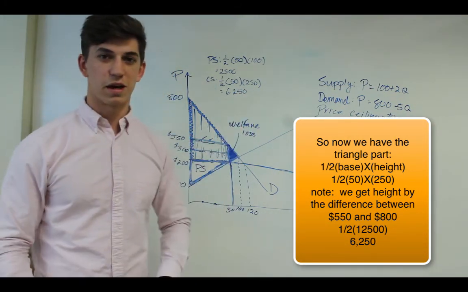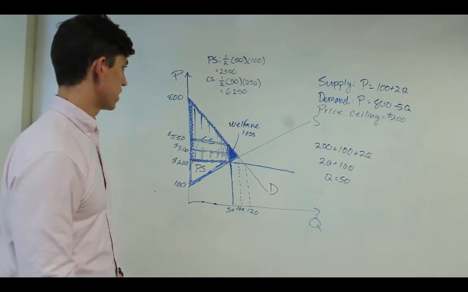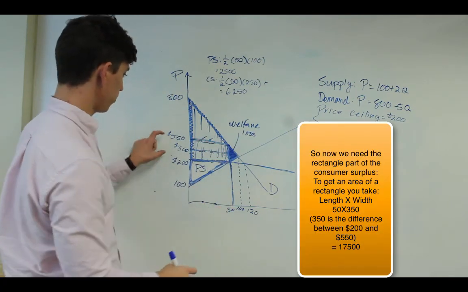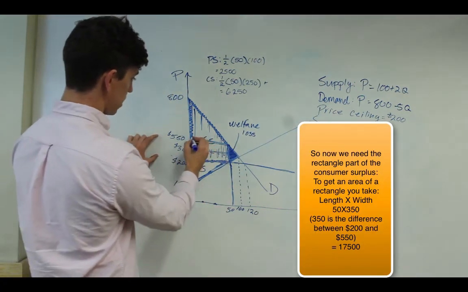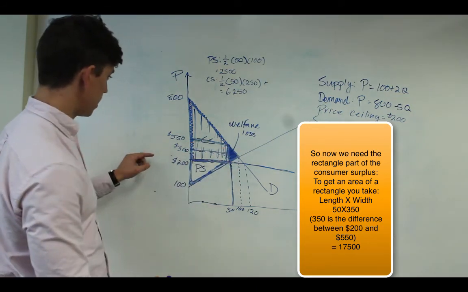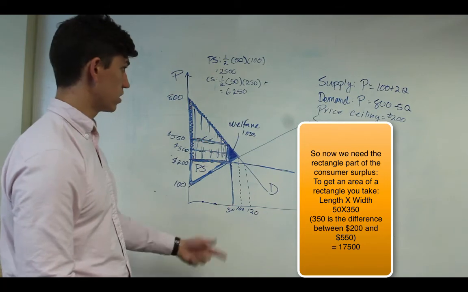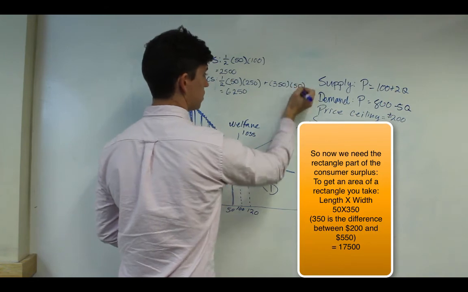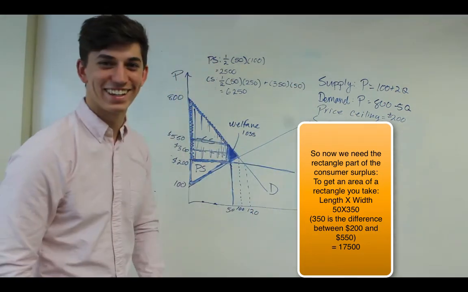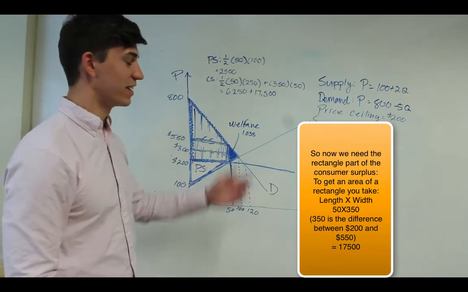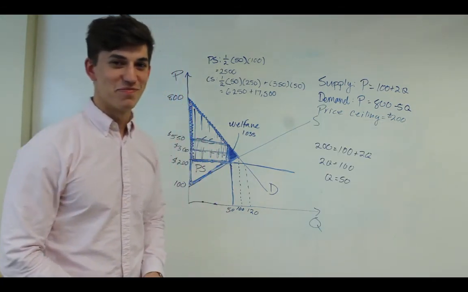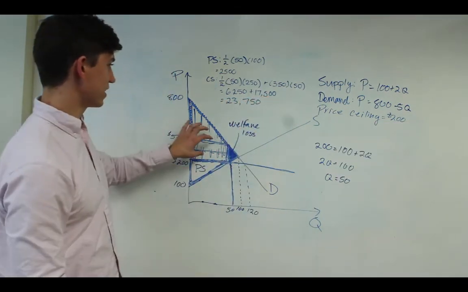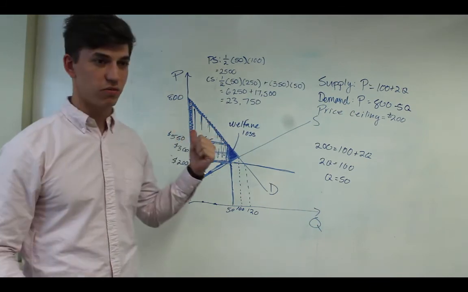Yeah, so again, don't worry about calculating that in your head. You can just use a calculator or something. That's 6,250 plus the area of this lower thing here, which is this rectangle here, which is 350 times 50, which is 17,500. And I'm not even going to attempt to add those two numbers in front of you. That's 23,750, obviously. Point is, that's the consumer surplus, which we see actually, I believe, increased from the previous example.